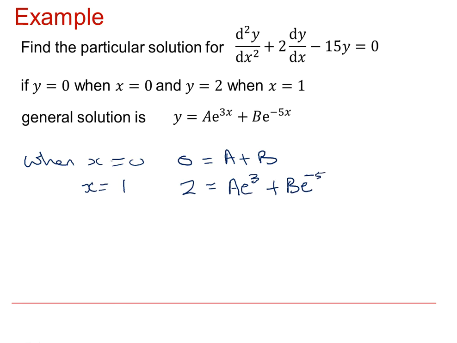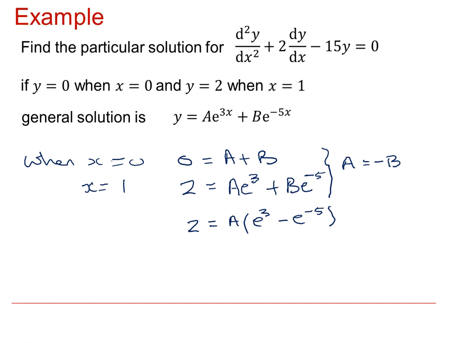minus 5. So again, we have two simultaneous equations in two unknowns, and we can see from the first equation that a will be the negative of b. So we can rewrite that second equation as 2 equals a times e to the 3 minus e to the minus 5.